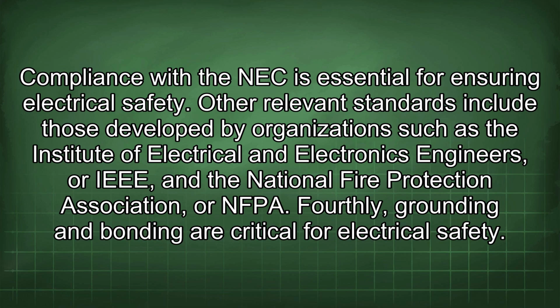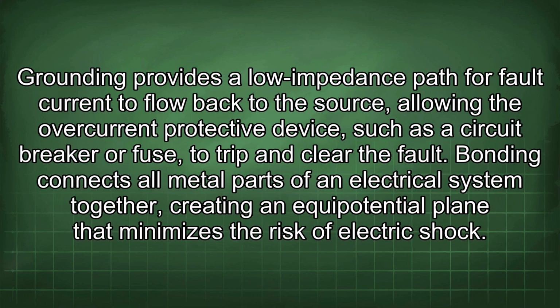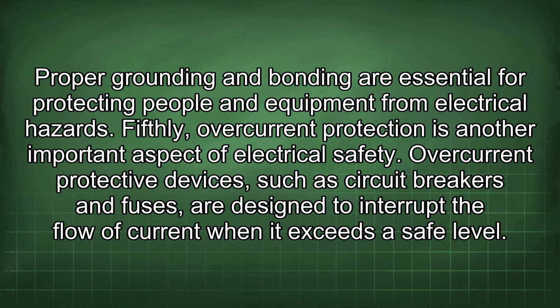Fourthly, grounding and bonding are critical for electrical safety. Grounding provides a low-impedance path for fault current to flow back to the source, allowing the overcurrent protective device, such as the circuit breaker or fuse, to trip and clear the fault. Bonding connects all metal parts of an electrical system together, creating an equipotential plane that minimizes the risk of electric shock. Proper grounding and bonding are essential for protecting people and equipment from electrical hazards.